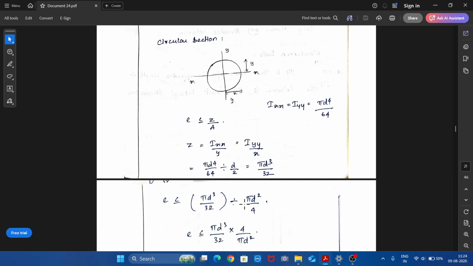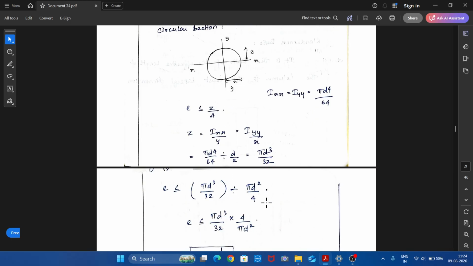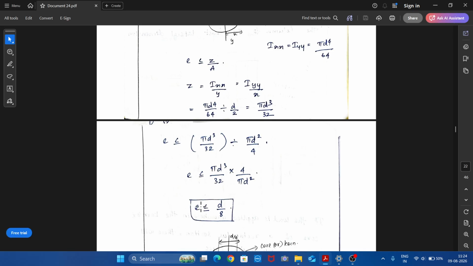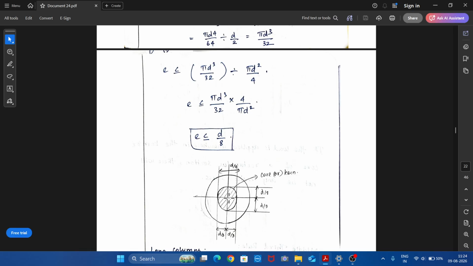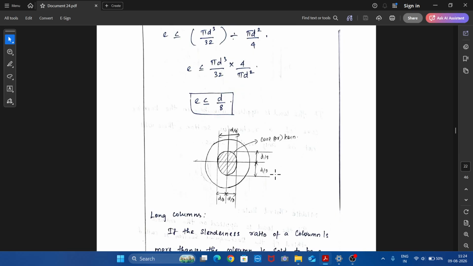So, pi d cube by 32 divided by the area, pi d squared by 4, we'll be getting eccentricity should be less than or equal to d by 8. So, if we mark in this diagram, let us keep d by 8, similarly on this side d by 8, we'll be getting 4 points. We form a circle, and that will be the core or kern of the circular section. So, if the load is applied anywhere in this core or kern, we will not get any tensile stress. And the diameter of this core will be d by 8 plus d by 8, therefore d by 4. d by 4 will be the diameter of the core.